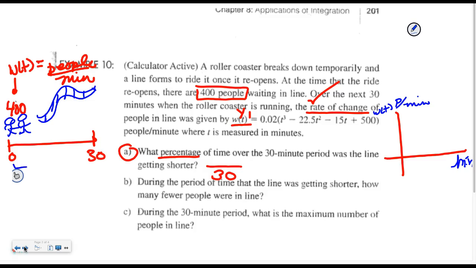And we've got to have our minutes go from 0 to 30. So after you enter that, go hit your window. Have X scale go from 0 to 30. I always divide it by 10, so I go 0 to 30 by 3. Are you all right with that?